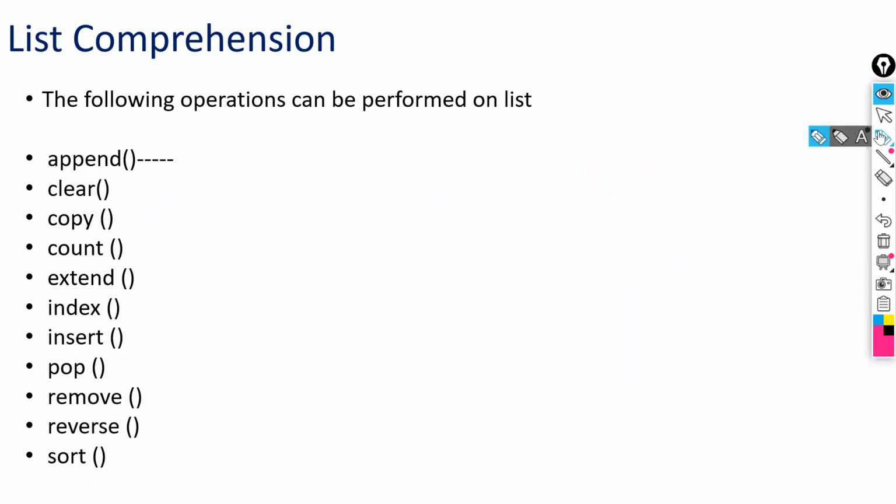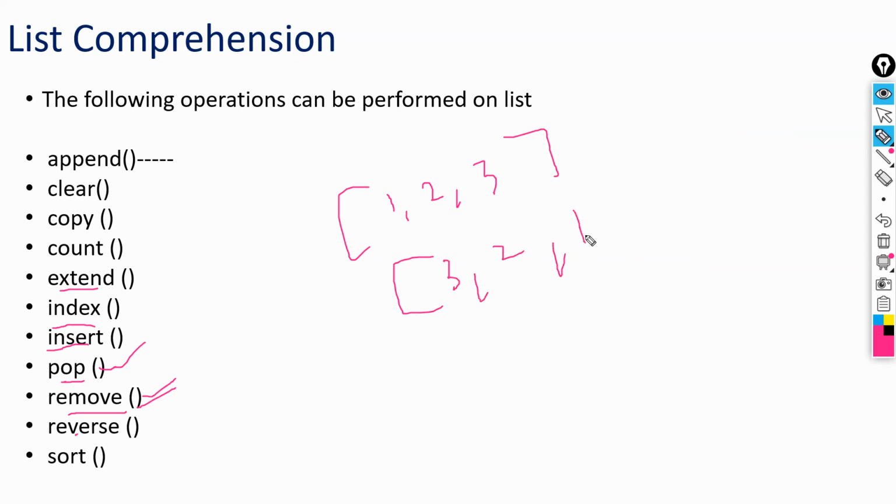Okay. Now, extend, we can use index. What is the index of that position? You can insert, pop, remove. It is based upon index number. It directly removes based upon index. We can reverse. For example, 1, 2, 3. If I want to reverse this, after reversing, you will get 3, 2, 1.